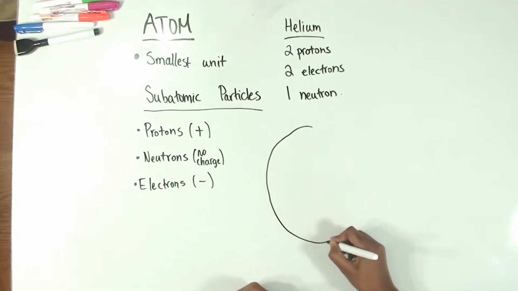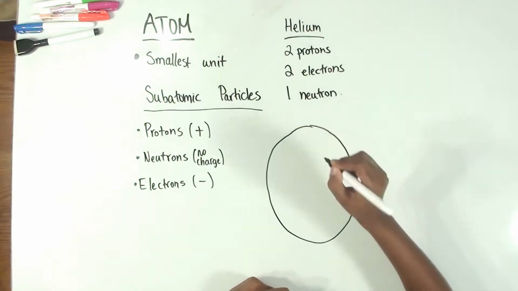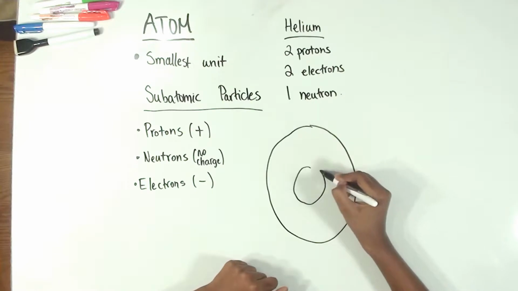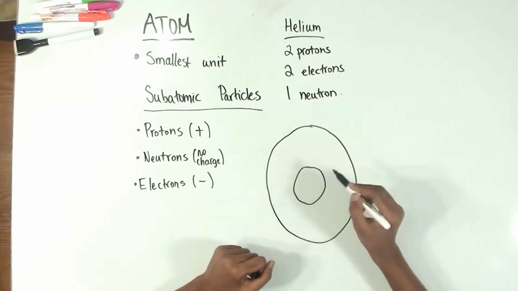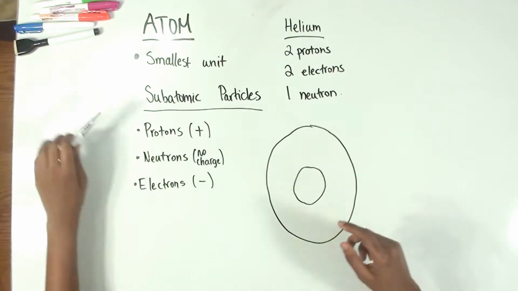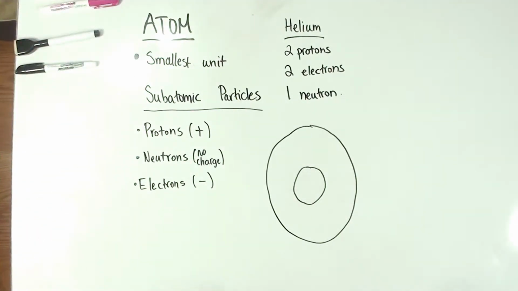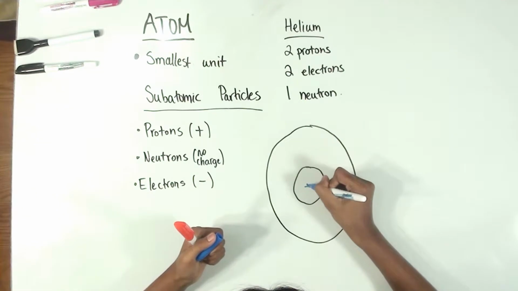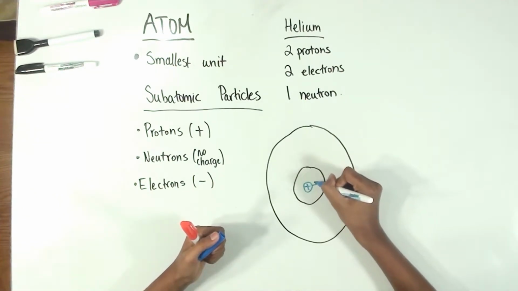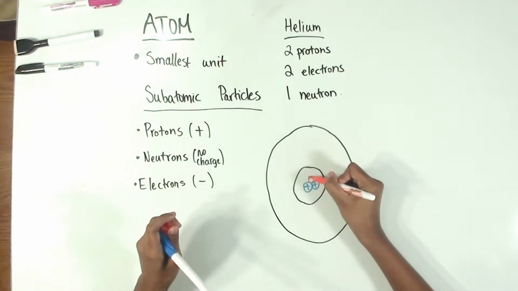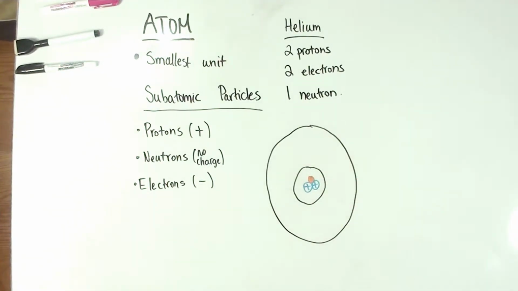So here we have our electron cloud. Within the electron cloud we have the nucleus, which is the center of an atom. And inside the nucleus we have our protons and neutrons. So we have our 2 protons here and our 1 neutron here. I'm just going to color this in since it has no symbol.